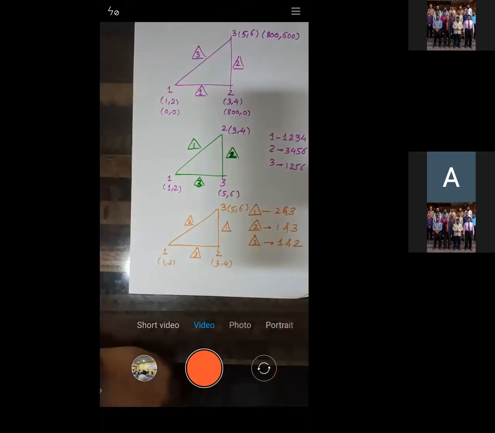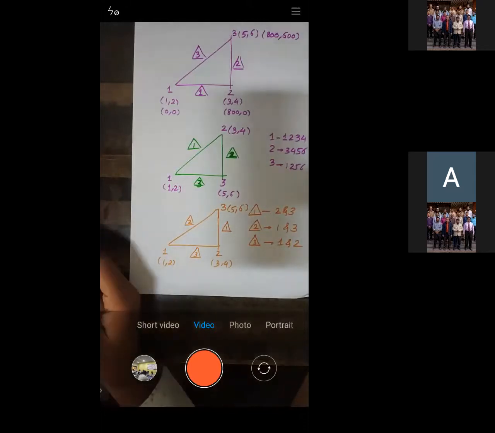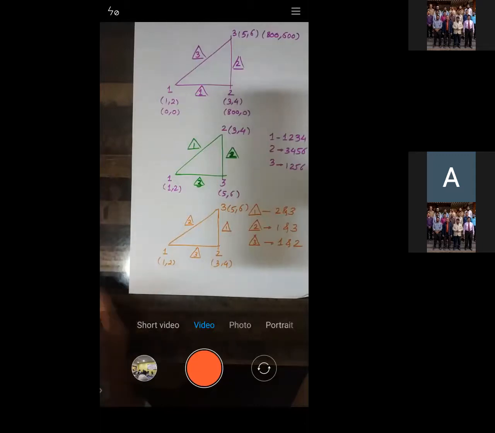So is it okay with this one? Is it okay? Is there any doubt you're facing with this one? Let me know.